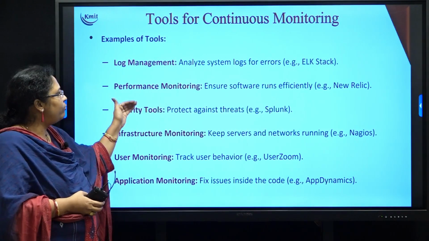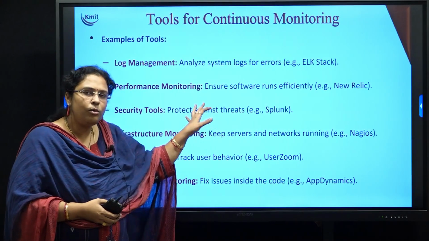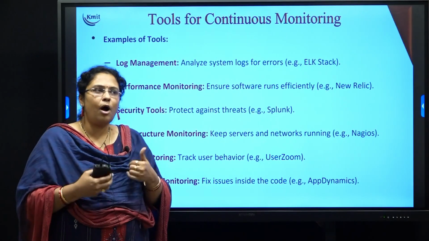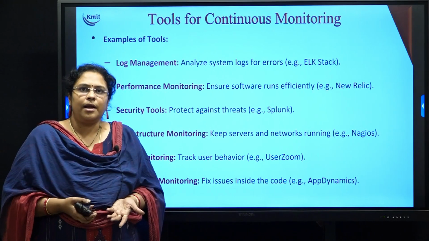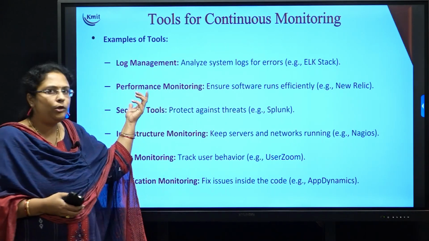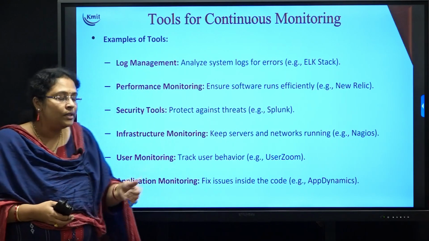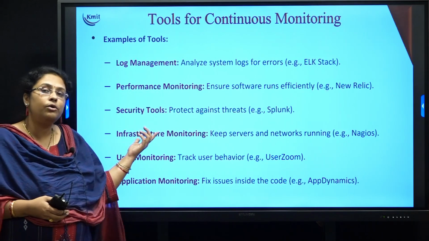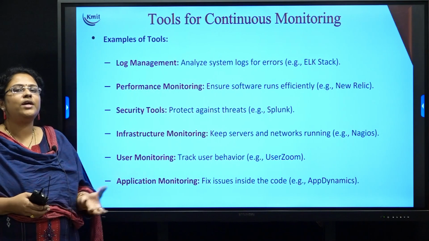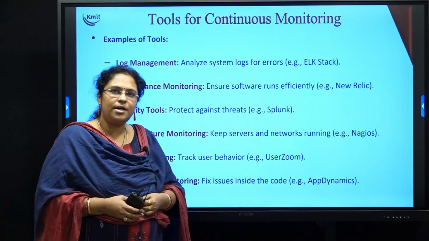The next type of tool is the performance monitoring tool. This monitors the performance of your software, that means how quickly your software is running and how quickly it is responding to the user. All that is kept track of by performance tools, and one example is New Relic. The third type of tool is security tools, whose main motto is to protect the system from various threats. You can take antivirus software, or something called Splunk here.